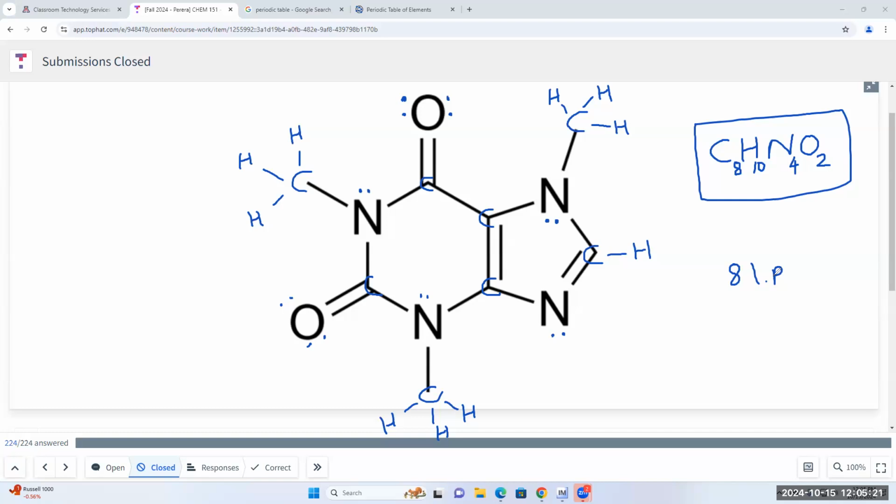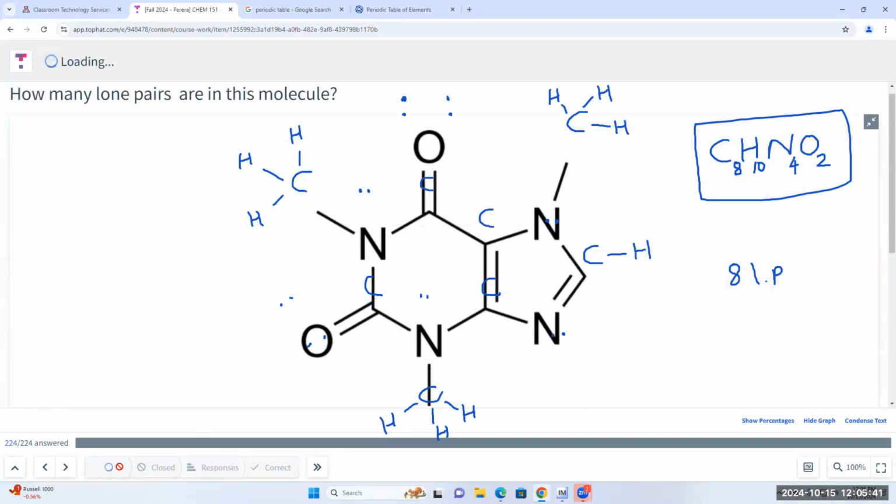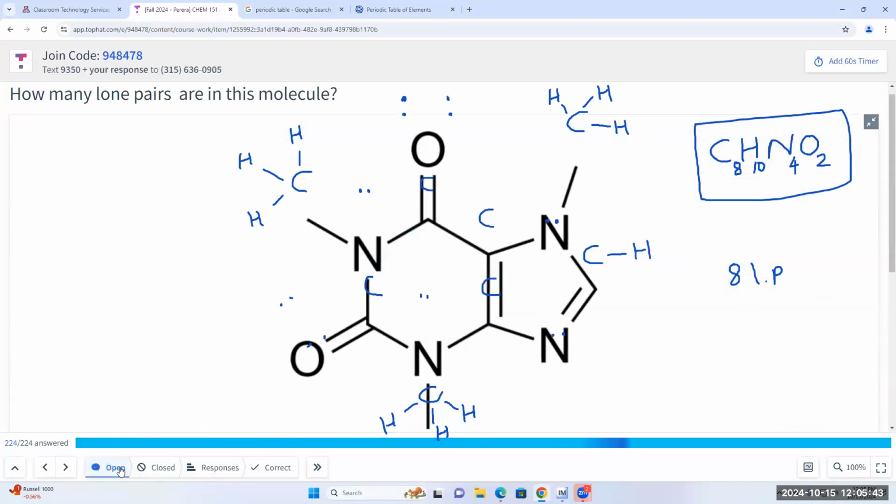What questions, concerns, comments do we have at this moment? Anything? Okay. I believe that's the correct answer. Let's see if Top Hat agrees. Initially we had a good variation of the answers, but here we are converging on 8, most of us at least. There are some other answers as well, but I'll reopen the question. Any questions, concerns, comments at this point?